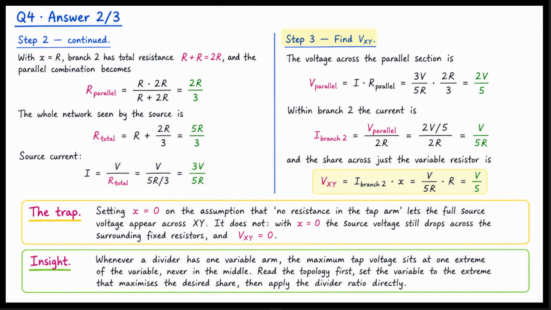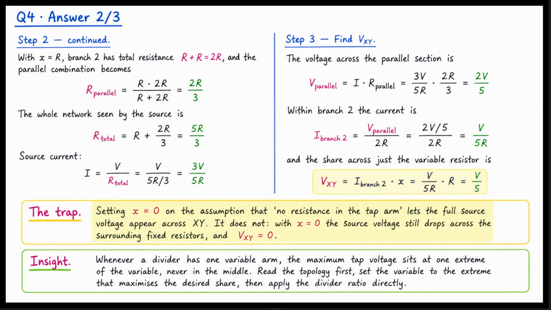Step 3, find Vxy. The voltage across the parallel section equals I times R parallel, which is 3V over 5R times 2R over 3, simplifying to 2V over 5. Inside branch 2, the current is V parallel divided by 2R, which is 2V/5 divided by 2R, equal to V over 5R. The variable resistor X carries that branch current, so Vxy equals I branch 2 times X equals V over 5R times R, which is V over 5. The maximum tap voltage is V over 5, option 1.